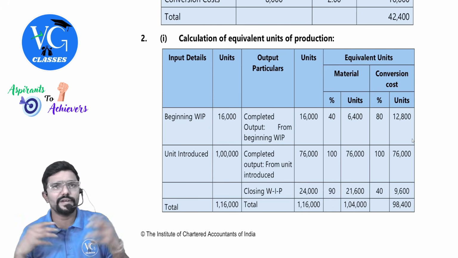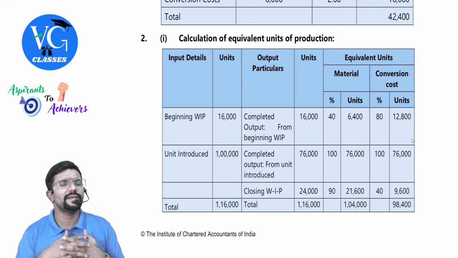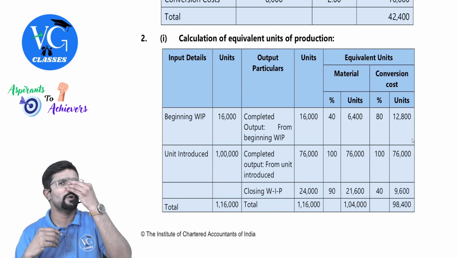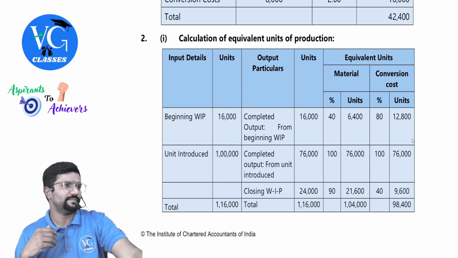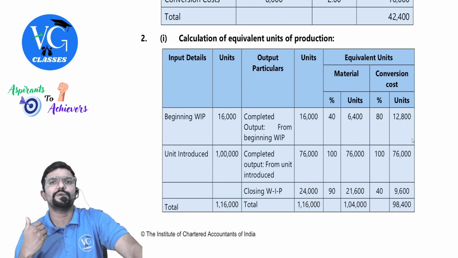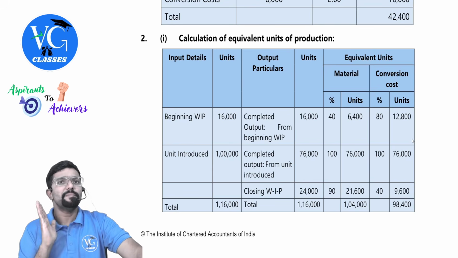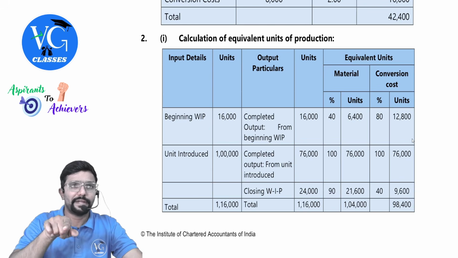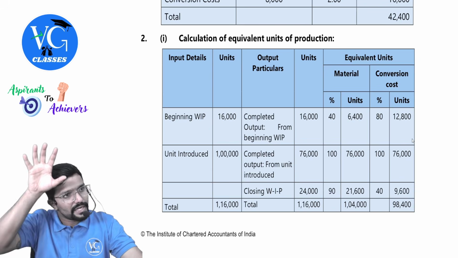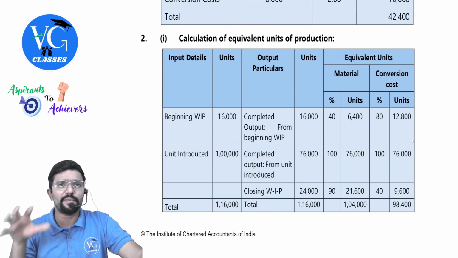"No, sir, I am from a different city. In my place, they don't conduct it, or it is difficult for me to go because it is very far. It will take too much time for me to travel." Then you take up that MTP, whichever ICAI releases for your attempt. Clear? And try to take it at your place, at home or PG.